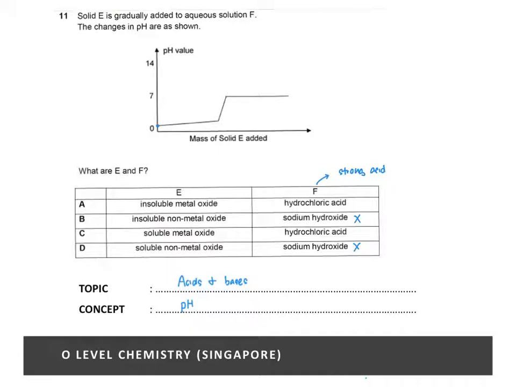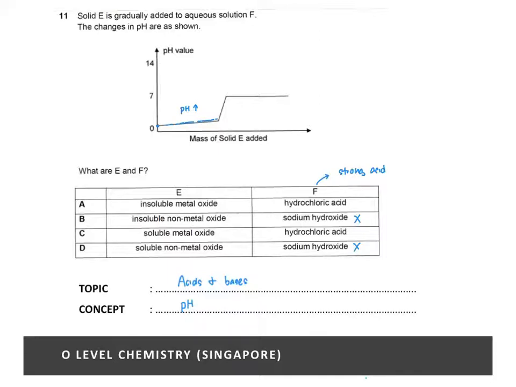Next, you will notice that as more and more solid E is added, the pH rises. Okay, pH increases. So what that means is that your acid F is being reacted away. So solid E is something that can react with acid F.